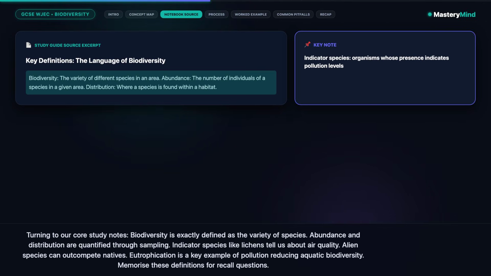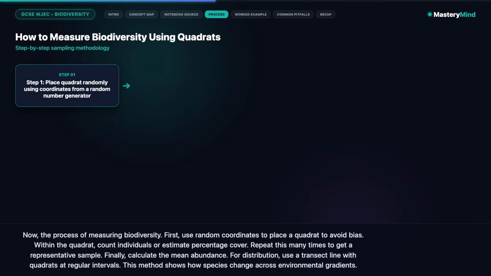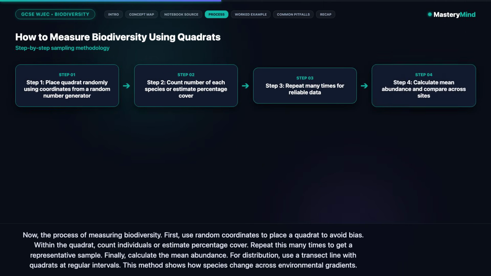Now, the process of measuring biodiversity. First, use random coordinates to place a quadrat to avoid bias. Within the quadrat, count individuals or estimate percentage cover. Repeat this many times to get a representative sample. Finally, calculate the mean abundance. For distribution, use a transect line with quadrats at regular intervals. This method shows how species change across environmental gradients.